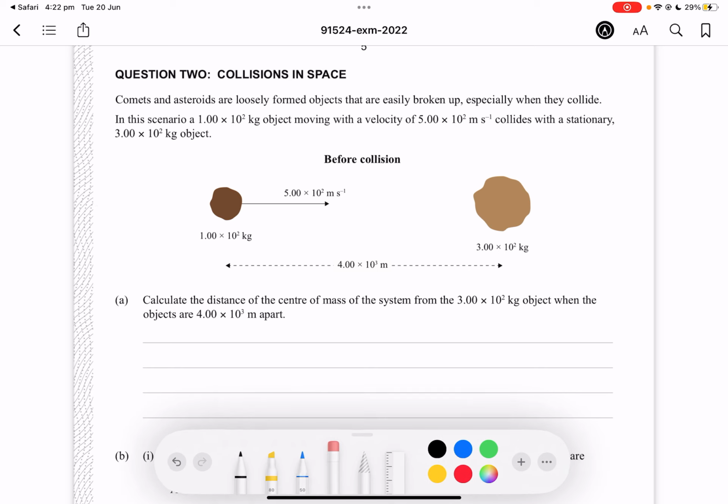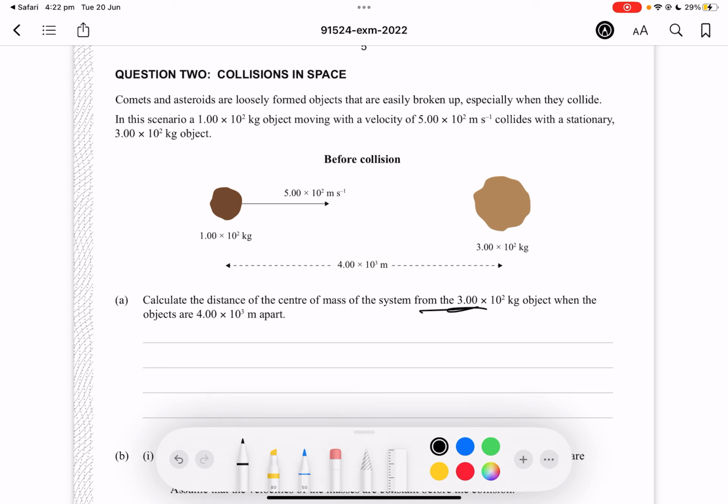So the question is asking how far from the 300 kilogram object when these objects are 4,000 meters apart. So to make things really easy, we're just going to choose the reference point to be that 300 kilogram object. So for x, for the center of mass, we know that's m1 x1 plus m2 x2 plus however many objects in the system, but in this case it's only 2, divided by m1 plus m2.